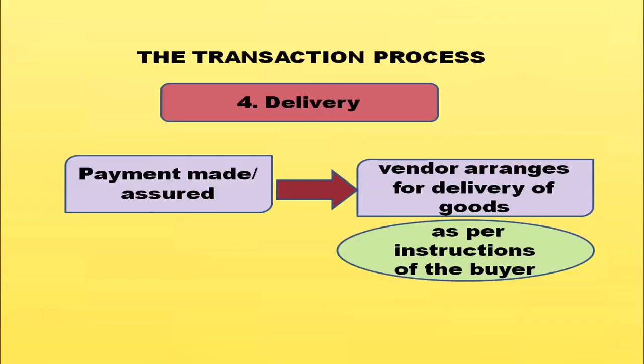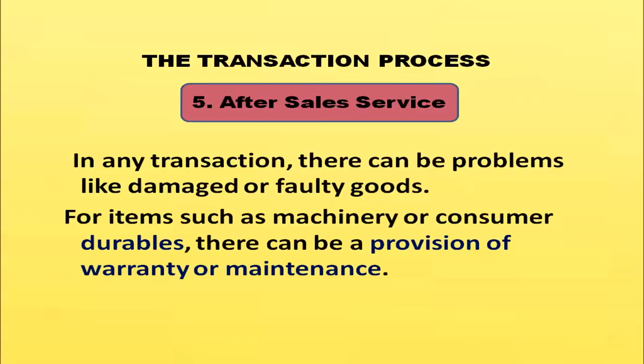As a next process in the transaction, we can say delivery. Payment is made by the buyer and payment is assured. Then the vendor arranges for delivery of the goods. As per the instructions of the buyer, the seller will deliver the goods. The fifth transaction process relating to e-business is after sales service. In any transaction, there can be a problem like damaged goods, faulty goods, etc. For items such as machinery and consumer durables, there can be a provision of warranty or maintenance.